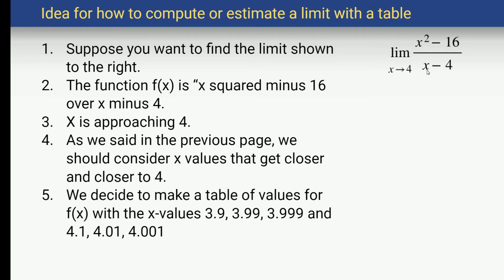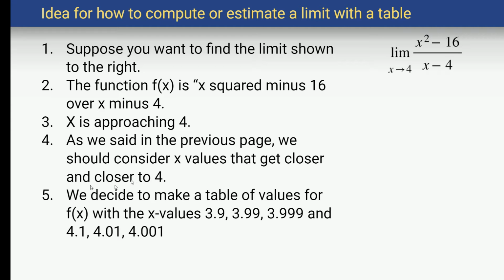That's too much detail for right now, but let's go ahead and look at how we're going to try to estimate a limit using a table of values. So listed here, the function f of x is x squared minus 16 over x minus 4. X is approaching 4, right? As x approaches 4, we should consider x values that get closer and closer to 4, right? That's the equivalent of tracing the curve over to x equals 4.